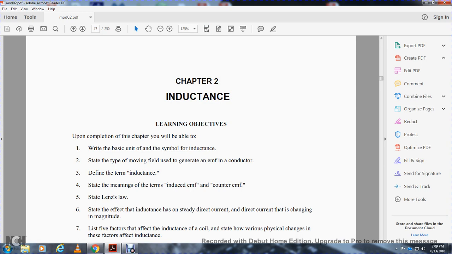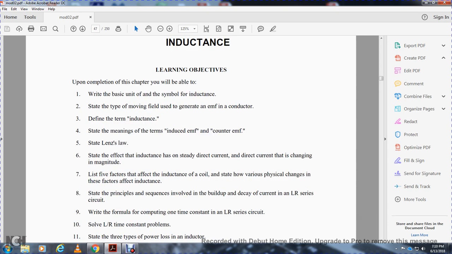Upon completion of the chapter, you'll be able to write the basic units of inductance, state the type of moving field that causes the generator of the EMF in a conductor to determine the term of inductance, state the meanings of the terms induced EMF and counter EMF, state Lenz's Law, state the effect that inductance has on steady direct current and direct current changing in magnitude. List the 5 factors that affect the inductance of a coil. See how various physical changes will change inductance if these factors affect inductance.